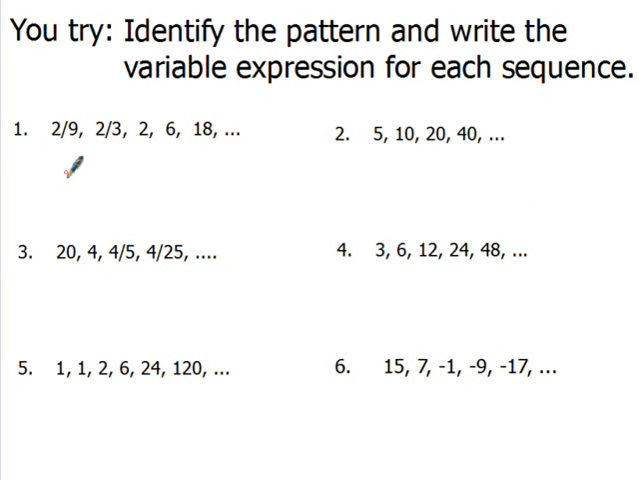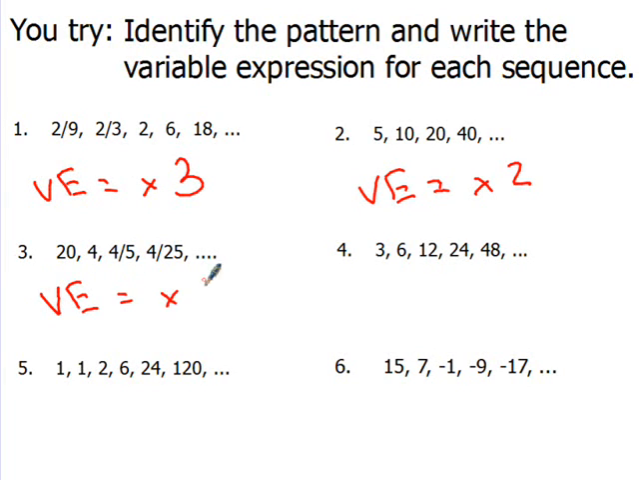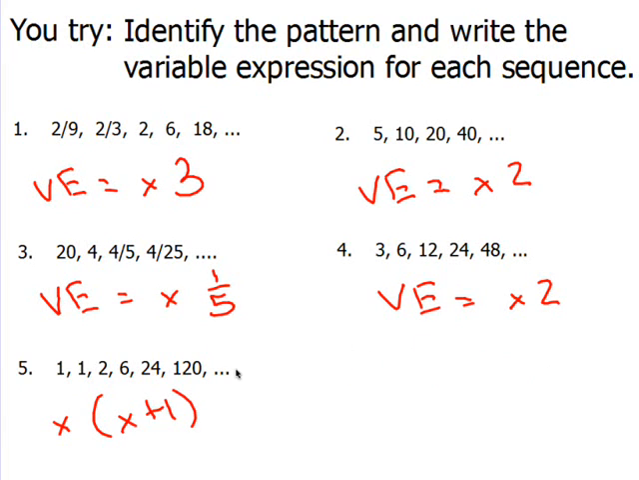Alright, so let's take a look. Each one of these is being multiplied by 3, so your variable expression in this one is going to be times 3. This one's being multiplied by 2, so your variable expression is going to be times 2. This one is being divided by 5 each time, so your variable expression is going to be times 1/5. This one's going to be times 2. Over here you've got times 1, times 2, times 3, times 4, times 5. So this is going to be times x plus 1 because it keeps increasing by 1. Alright, so hopefully we did good on that.